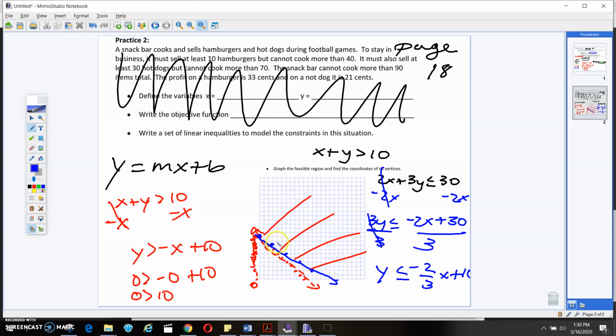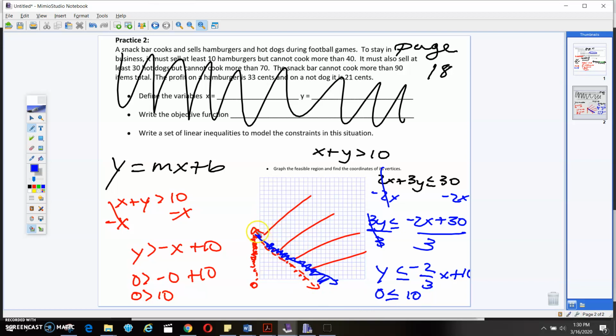Look at how bad that line is. All right, then we'll shade. I plug in 0, 0, because I need to know if I'm shading towards it or away from it. I get 0 is less than or equal to 10, and that's a true statement. So I'm going to shade towards it.